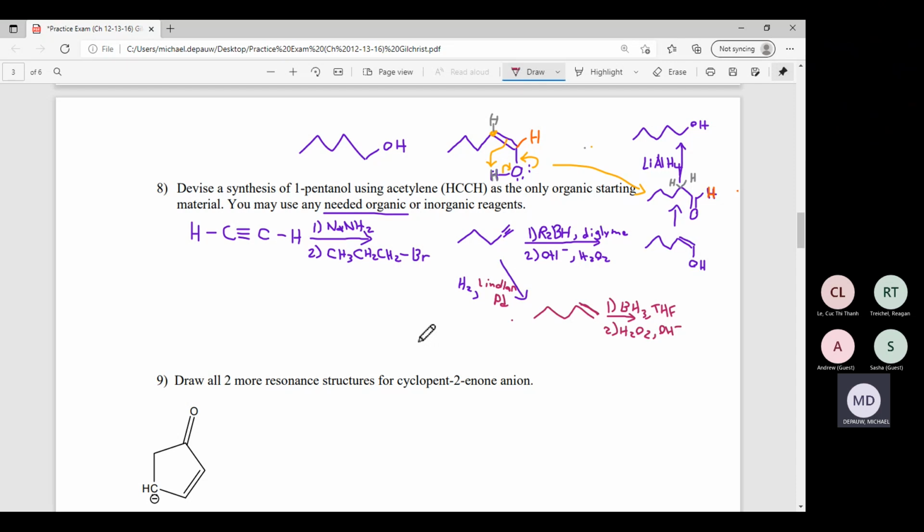Alternatively, there is another way to do this using acetylene as the only organic reagent. But because she says you need organic or inorganic reagents, I don't think she expects you to do that. That would take a lot longer, and just to maximize the effectiveness of our time, I'll skip that one. But doing it this way, you'd get the same 1-pentanol that you would doing it the other way. So whichever is easier for you. Okay. Any other questions, or are we good with that one?